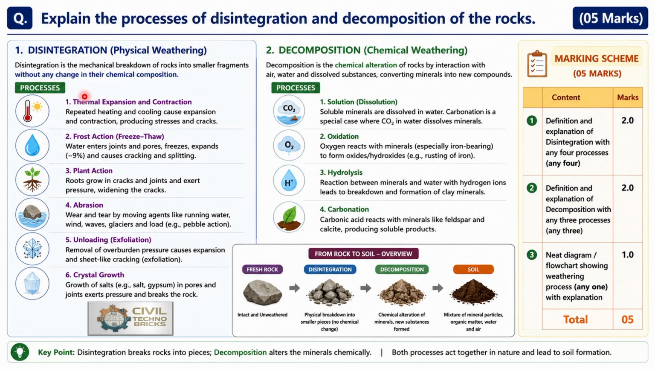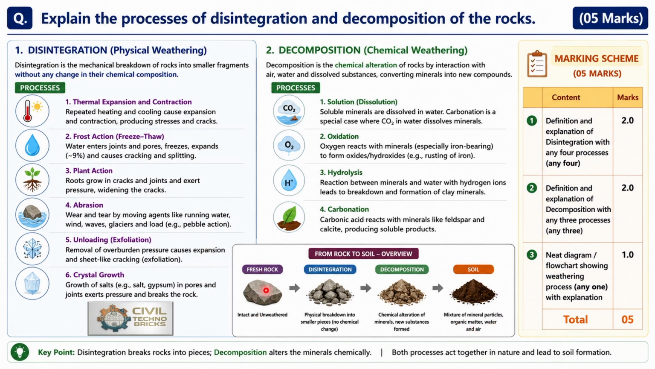So this is also part of disintegration or decomposition, where the fresh rock gets disintegrated, that is, the disintegration process is followed in the fresh rock with physical breakdown into smaller pieces, where no chemical change occurs. After that disintegration, the decomposition follows, where chemical alteration of minerals or new substances form, and at the end we get the soil, which is a mixture of mineral particles, organic matter, water and air.